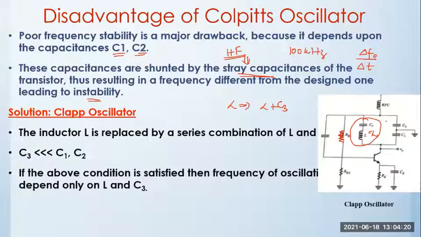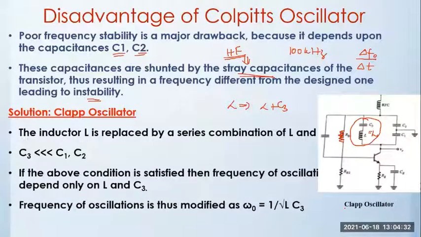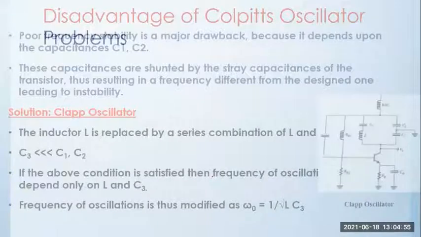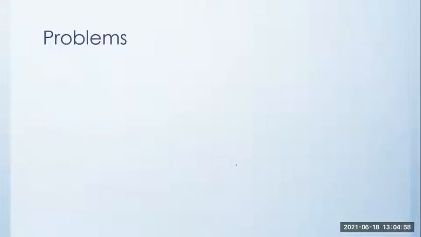If we just replace the inductor with L and C3, you can show that when you derive, the frequency of the output oscillation will depend just on L and C3, and the frequency of oscillation in a Clapp oscillator is given as 1 by root L into C3. Okay. So this gives you the frequency of oscillation in a Clapp oscillator. We have the frequency depending only on L and C3. Please remember this. We'll take up 1 or 2 problems depending upon when they'll come to close the department.